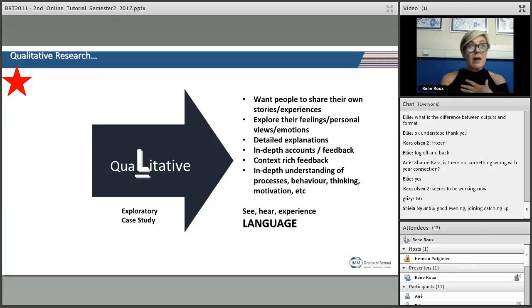So it's really people sharing with you their experiences. They talk about their emotions, their feelings, their personal experiences. And they can quite often give you detailed explanations, stories, or an in-depth account or feedback of how they felt, how they experienced it, what they did. So it's very rich feedback, but rich in terms of wording, the words that they use. There are no numbers in qualitative. So it's really an in-depth understanding about people's lives, their stories, experiences. And the easy way to remember it: qualitative, L equals language.